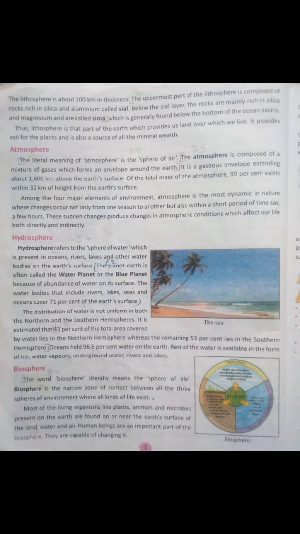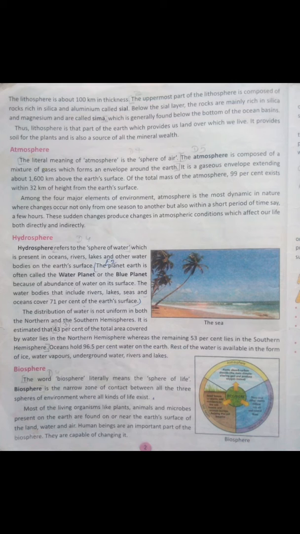एक envelope बना के earth के चारों ओर है, and it is a gaseous envelope extending about 1600 km above the earth surface. Earth surface से 1600 km above तक ये spread हुआ, extend हुआ है. And of the total mass of atmosphere, 99% exists within 32 km heights from the earth surface. Earth surface से 32 किलोमीटर के अंदर ही 99% of air exist करता है.